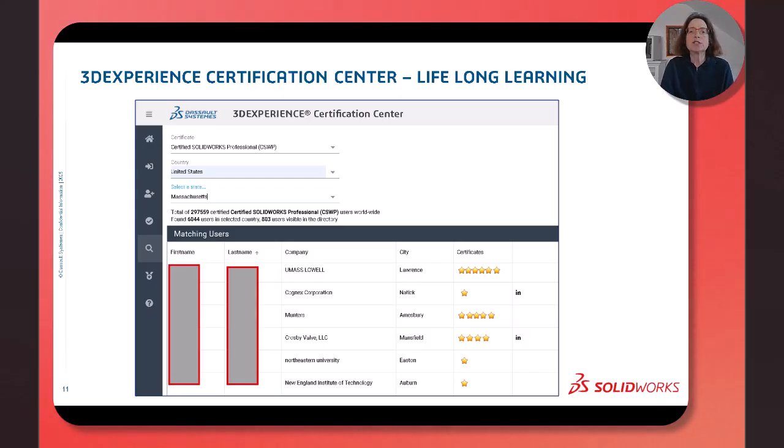Our 3D Experience Certification Center provides lifelong learning to your students as a metric of the exams they have taken. This is important also for your students to realize that there are other commercial companies that are taking certification exams. The results can be shared with a LinkedIn profile, and as your students graduate and take SOLIDWORKS certification exams over their lifetime, they will receive more and more certification credit.